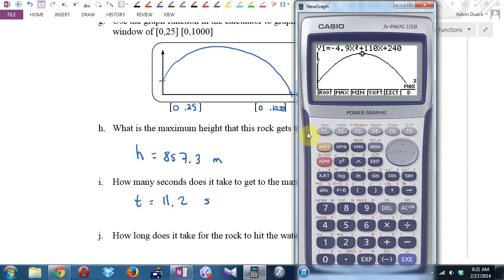So, boom. Hits the water, 24.45 seconds after launch.